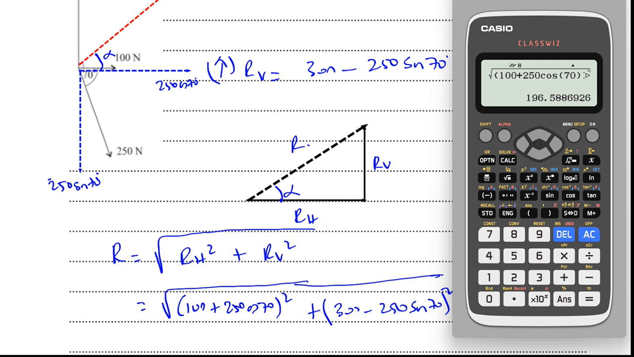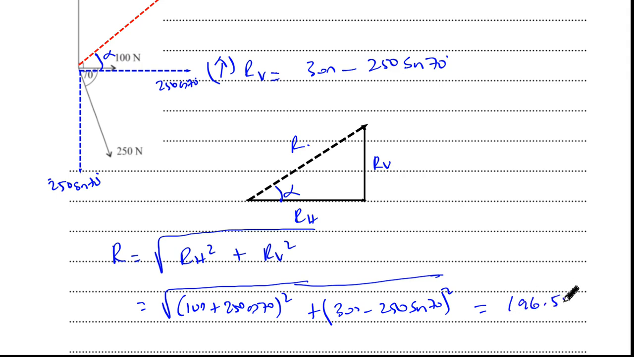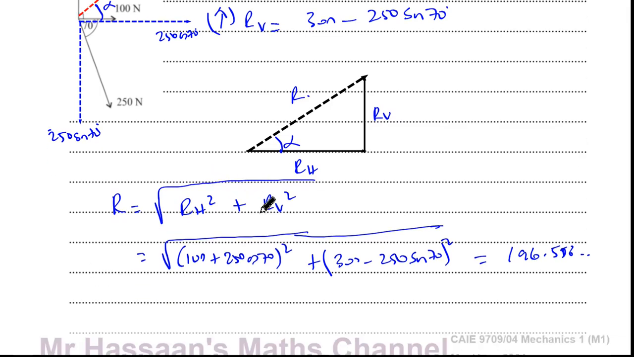Good, it didn't say syntax error. All right, good. So that's 196.588. So we can round our answer to 3 significant figures. That's going to be 197 newtons.